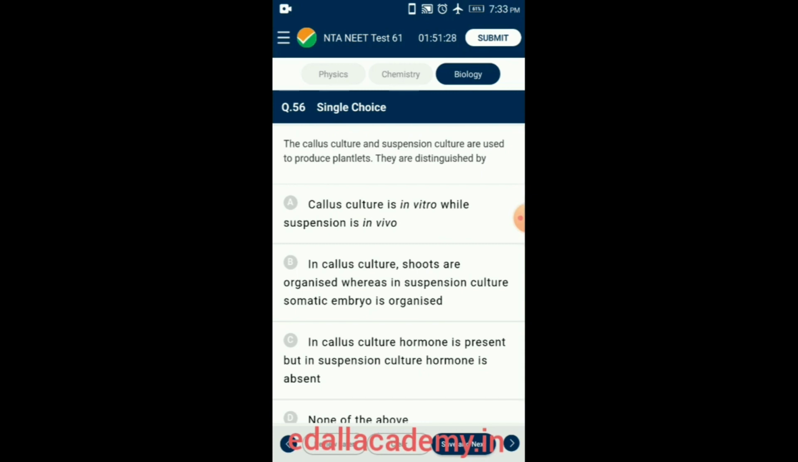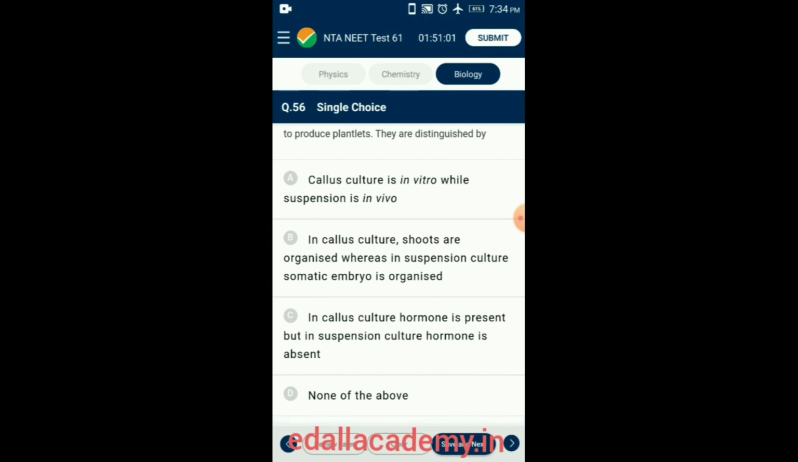Question number 56. The callus culture and suspension culture are used to produce plantlets. They are distinguished by: the callus culture and suspension culture both are in vitro techniques. The callus is a group of an undifferentiated mass of cells, whereas in suspension culture, somatic embryo is differentiated. So the answer for this question is option B. In callus culture, shoots are organized, whereas in suspension culture, somatic embryo is organized.